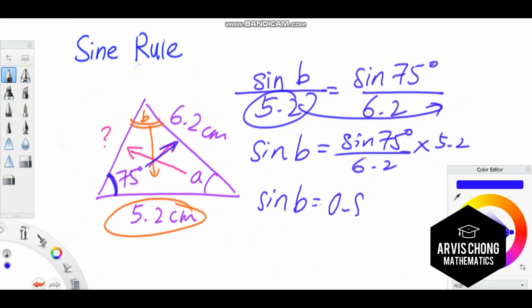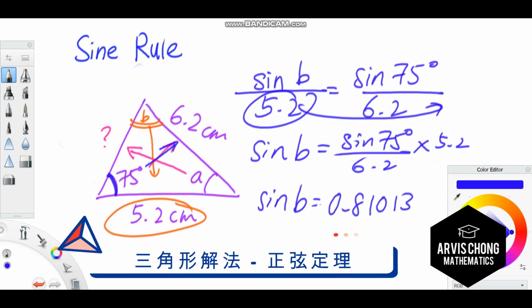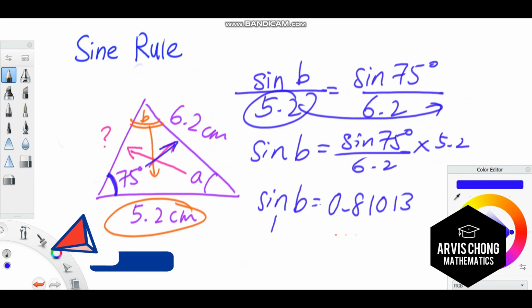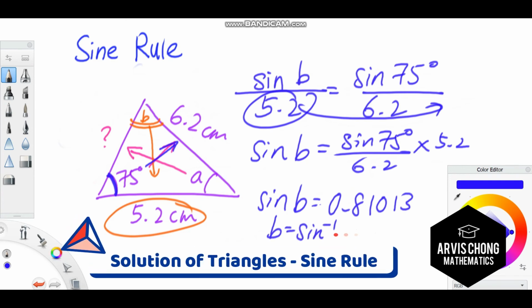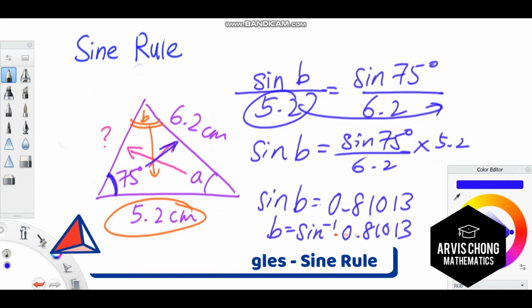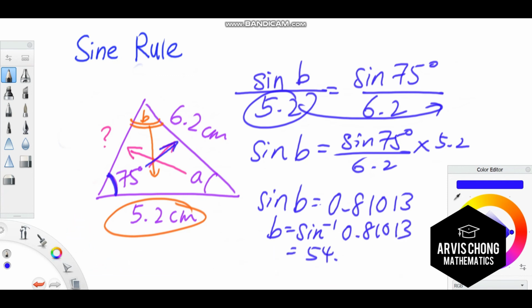0.81013. So we don't round it off first, and your B will be sine negative 1 of 0.81013, which is 54.1086 degrees. This one we don't round off first, we just leave it in this answer.